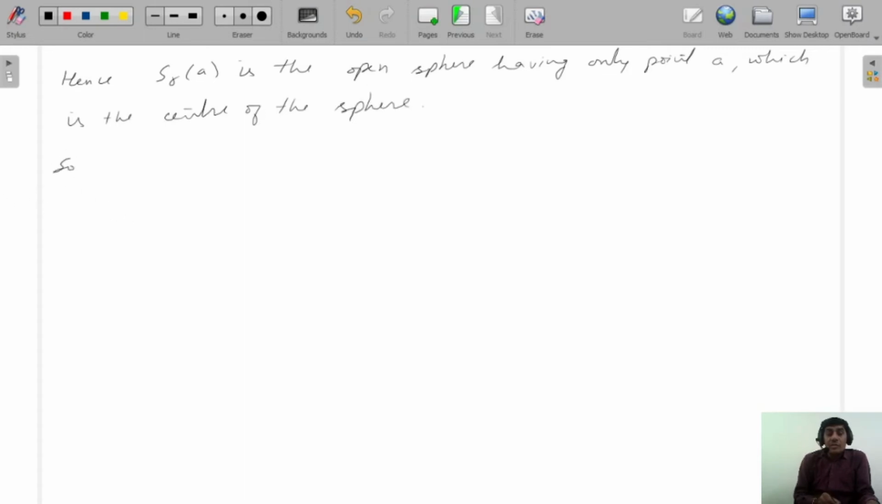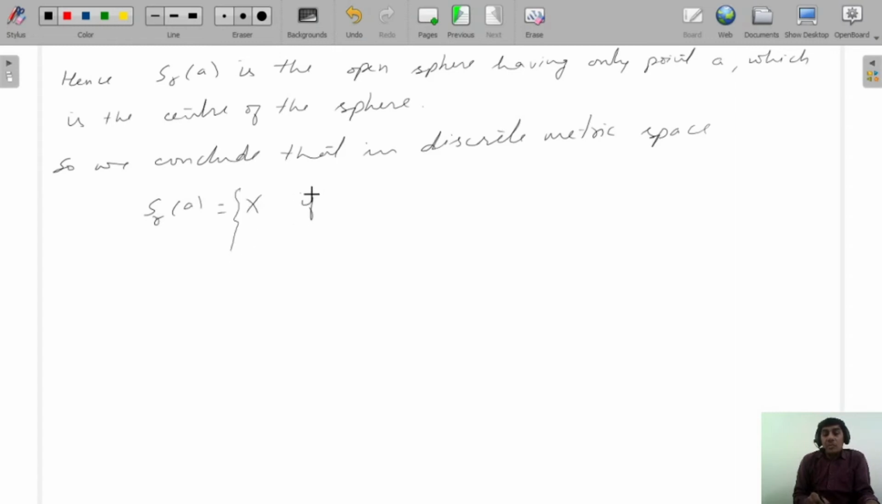So we conclude that in a discrete metric space, S_R(a) is equal to X if R is greater than 1, and is equal to {a} if R is less than 1.